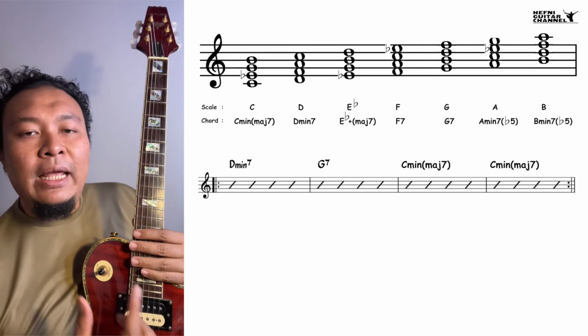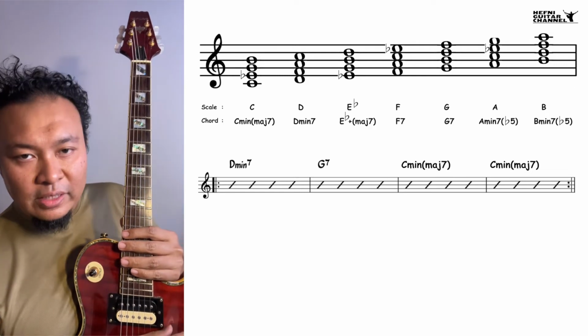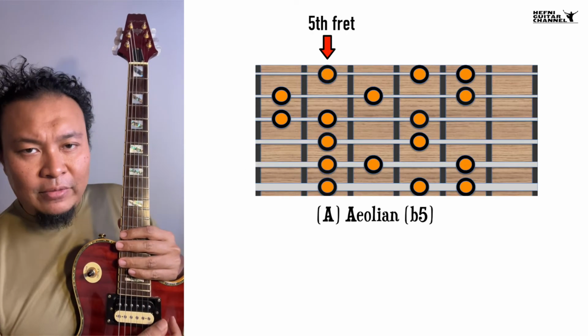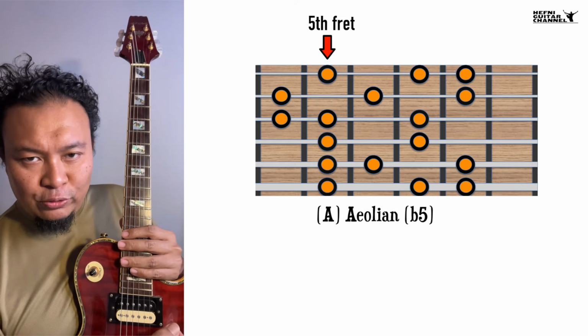So what can we play over this 2-5-1 in melodic minor? Just use the Aeolian flat 5 and A, right? And just land on the right notes. Here's an example. 1, 2, 3, 4.